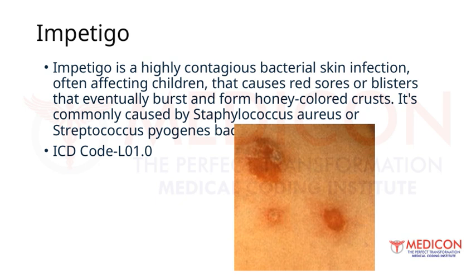The infection is usually caused by bacteria such as Staphylococcus aureus or Streptococcus pyogenes. Recognizing these signs early is important because impetigo can spread easily from person to person. The ICD code for impetigo is L010, which helps with diagnosis and treatment tracking.